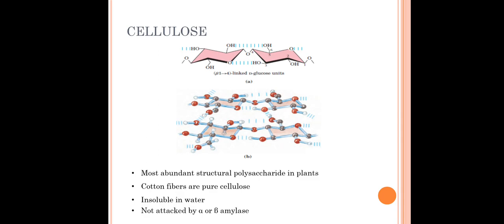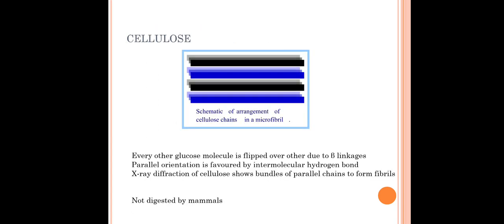Then cellulose. Cellulose is found in the cell wall in plants and provides physical strength. It is a structural polysaccharide. It has glucose units linked by beta 1,4 glycosidic linkages. In humans, cellulose is not digested, since man doesn't have the cellulase enzyme.